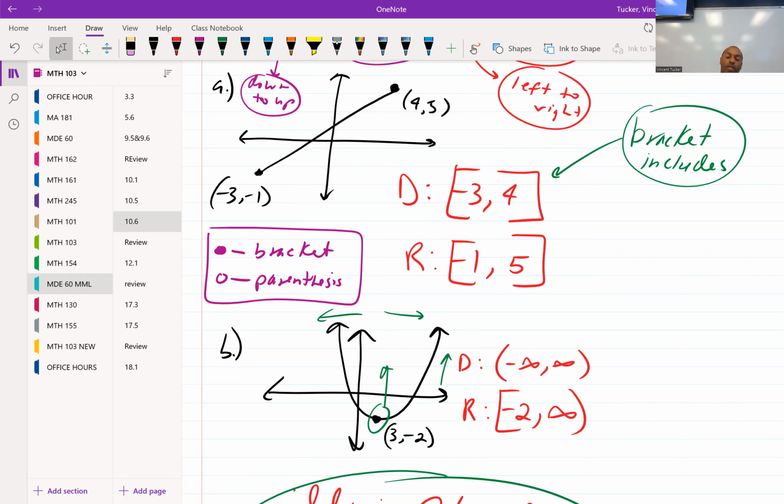Now, as far as your range, though, it is from the lowest value up to the highest value. So our lowest value is -2. And remember, your range is always based on the y, not the x. So even though we have the ordered pair of 3, -2, the y part of that, the range part, is -2, and then it goes up to positive infinity.